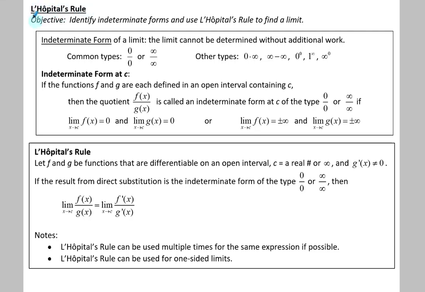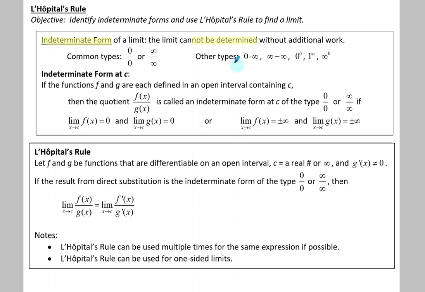L'Hopital's rule. Our objective is to identify indeterminate forms and use L'Hopital's rule to find a limit. An indeterminate form of a limit is when the limit cannot be determined without additional work. Common types of indeterminate forms are 0 over 0 or infinity over infinity.